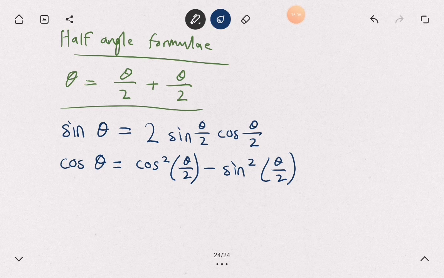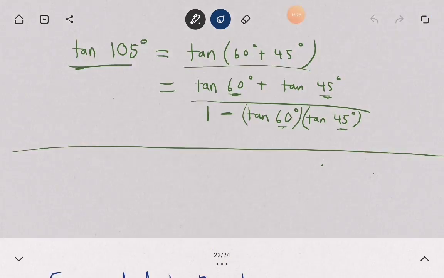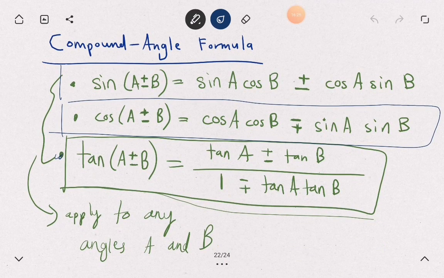Okay, so this is the second one. Cosine of theta is equal to cos squared minus sine squared of theta over 2. Tangent. Same thing. So we use the tangent formula. Okay, the third one.